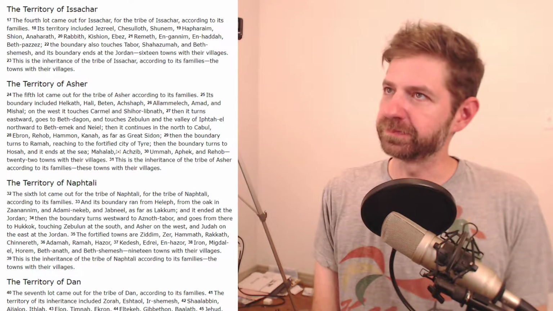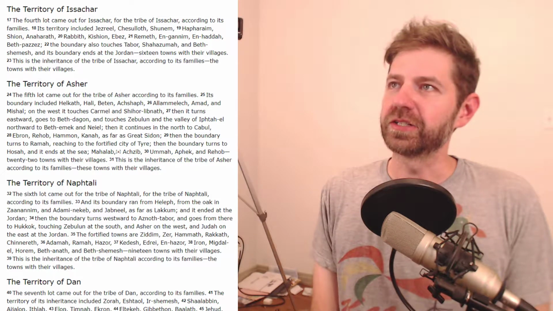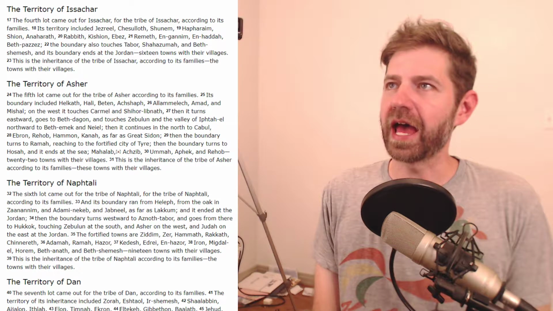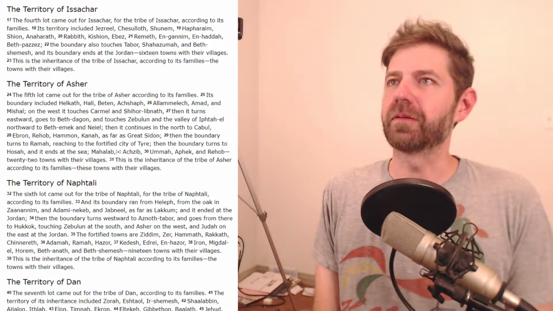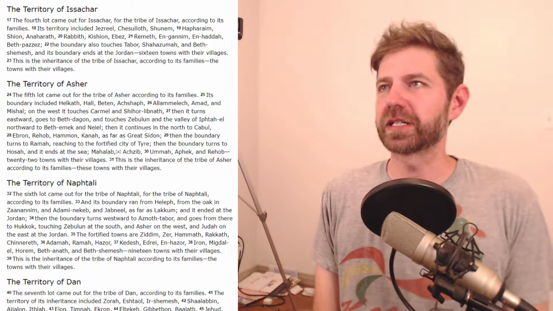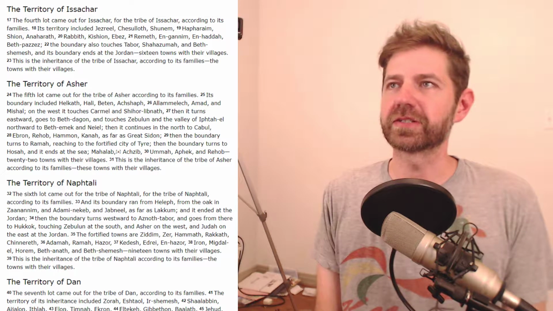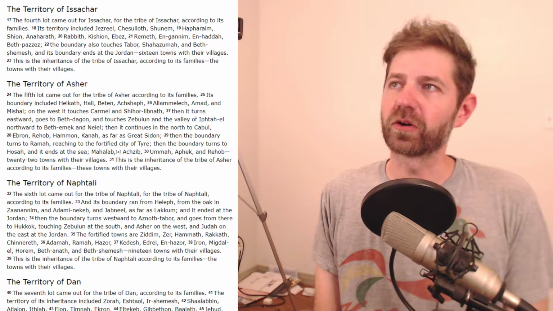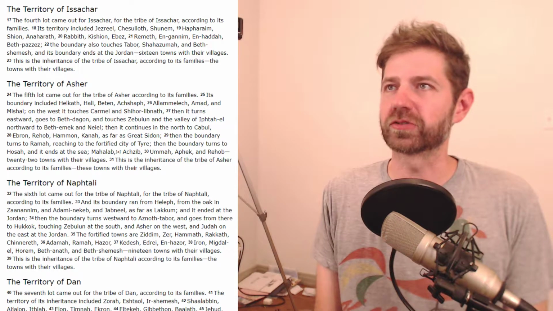Shahazumah, and Beth Shemesh, and its boundary ends at the Jordan, 16 towns with their villages. This is the inheritance of the tribe of Issachar according to its families, the towns with their villages.